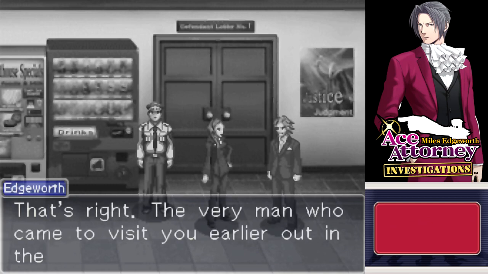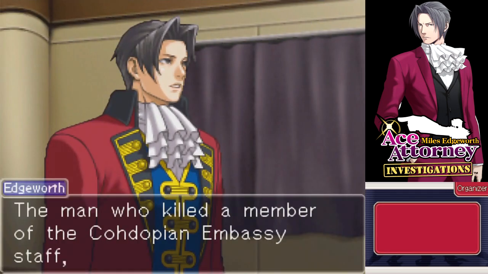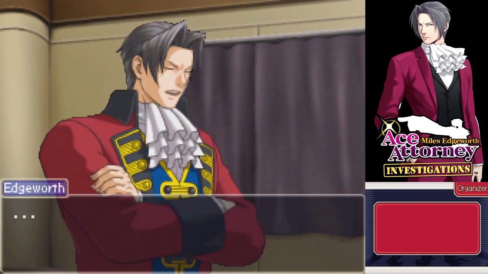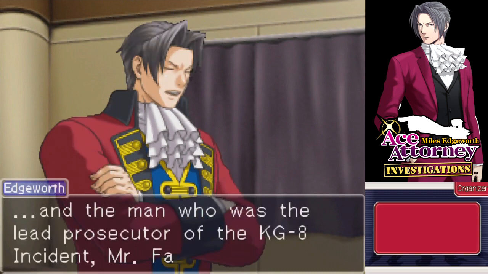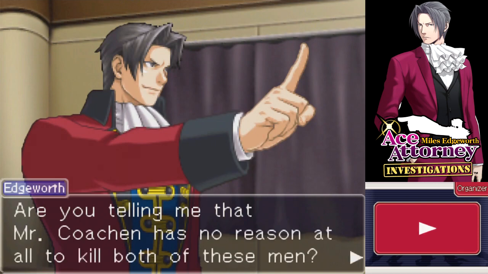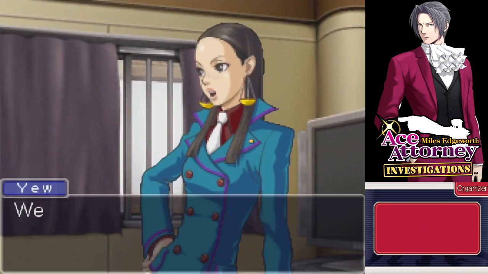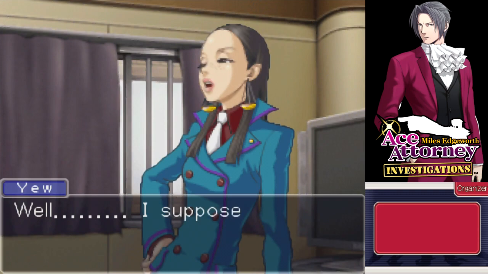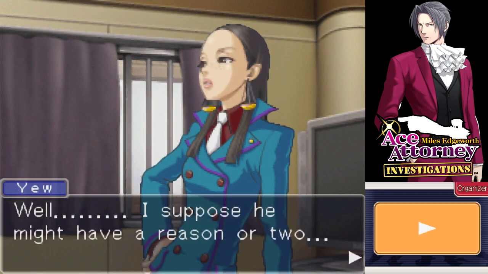That's right, the very man who came to visit you earlier out in the hallway. The man who killed a member of the Cadopian embassy staff, Mr. Rell, and the man who was the lead prosecutor of the KG-8 incident, Mr. Faraday. Are you telling me that Mr. Coachman has no reason at all to kill both of these men? Well, I suppose he might have a reason or two.